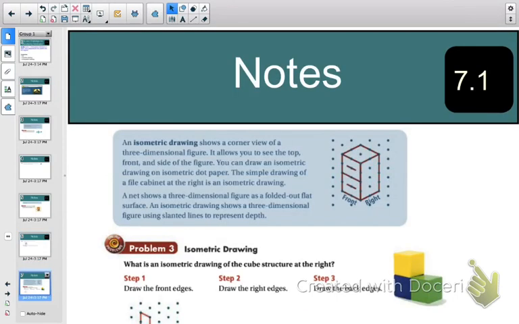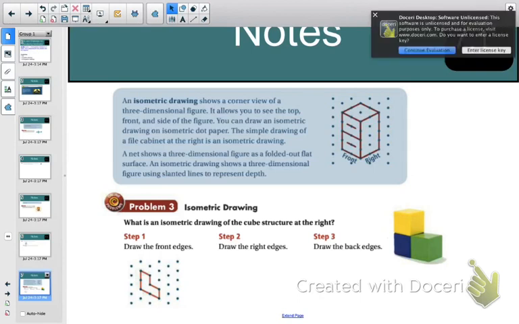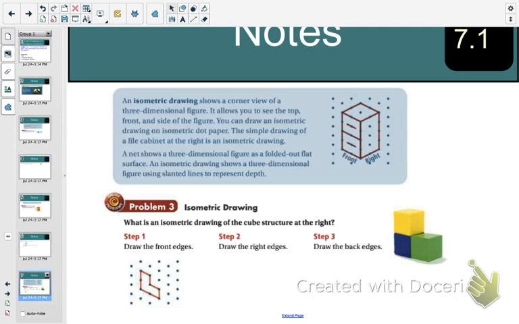Okay, next we are going to talk about isometric drawings. So an isometric drawing shows the corner view of a three-dimensional figure. So it's like drawing in 3 dimensions. Let's see, you can draw an isometric drawing on isometric dot paper if you have that, which you probably don't, but the simple drawing of a file cabinet at the right is an isometric drawing. Obviously it's not 3-dimensional because you're drawing it on a piece of paper, but you're drawing it as if it were 3-dimensional. So you're drawing the corner view.